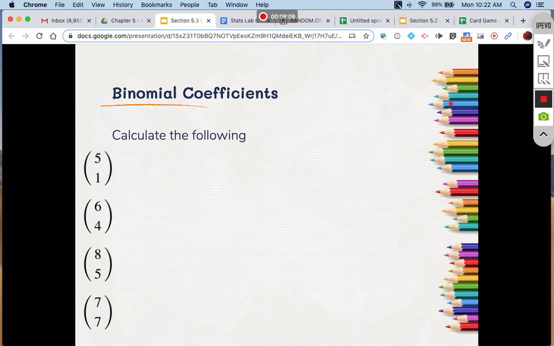So, give this a try. I would like you to try this. Use the formula to do these, and then double check it with your calculator. So pause the video, try to find these, then start it back up, and we'll work through using the formula to do these.